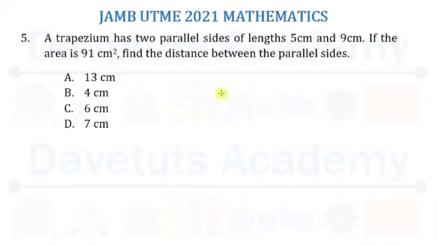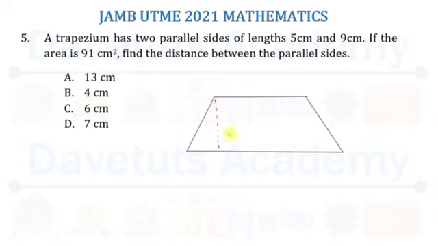In this question on mensuration, we're told that a trapezium has two parallel sides of length 5 centimeters and 9 centimeters. Okay, so we're told that the area is 91 centimeters squared and we are to find the distance between the parallel sides. So this is a good pictorial view of what can be obtainable in this particular case. So we have two parallel sides, and the smaller one was given as 5 centimeters, the other one as 9 centimeters. This is a trapezium, and we have the distance between those two parallel sides to be h.